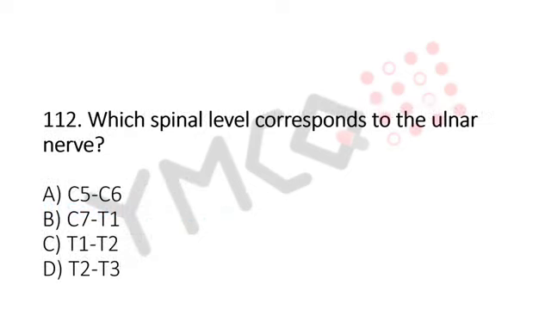Now let's move to question number 112. Which spinal level corresponds to the ulnar nerve? Option A, C5, C6. Option B, C7, T1. Option C, T1, T2. Option D, T2, T3. And the answer is option B, C7, T1.